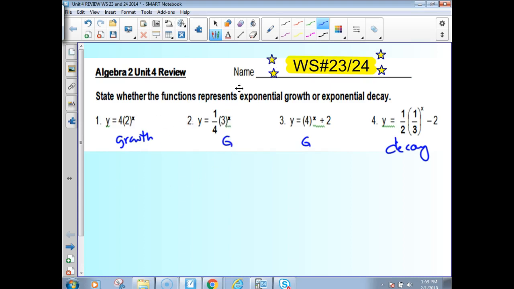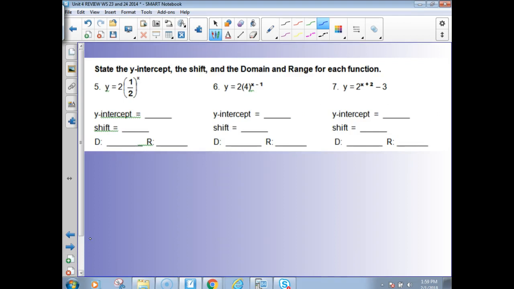All right, you only look at the B value. Don't forget this is the format: A times B to the X. B is what we're looking at, not the A. And then check if the exponent's negative or not.